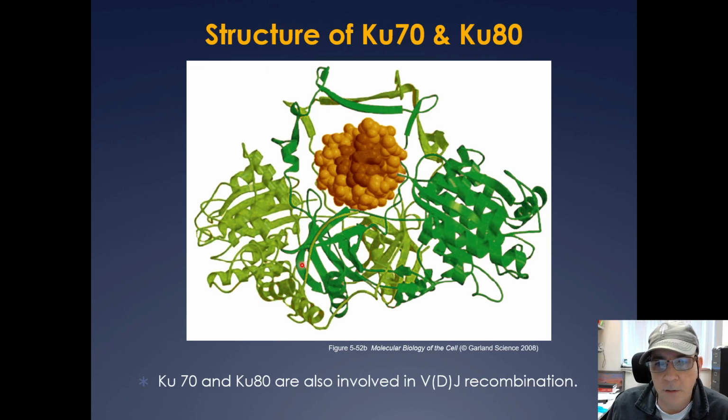And here is basically the structure of Ku70 and Ku80 bound to DNA. Here you can see the double-stranded helix where it's been broken, and we're looking down the DNA. And the Ku70 and Ku80 are shaded different colors, green. One important thing about Ku70 and Ku80, these are actually also involved in VDJ recombination, which is a really, really cool subject matter, which those of you who've taken immunology will know about.